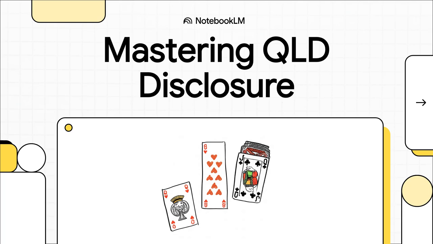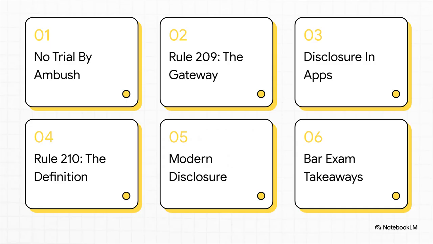All right, welcome aspiring barristers. This explainer is all about helping you absolutely ace the bar exams by breaking down the essentials of disclosure in Queensland. We're going to get you totally exam ready on two of the most fundamental rules you'll ever encounter, UCPR Rules 209 and 210. Okay, let's dive right in.